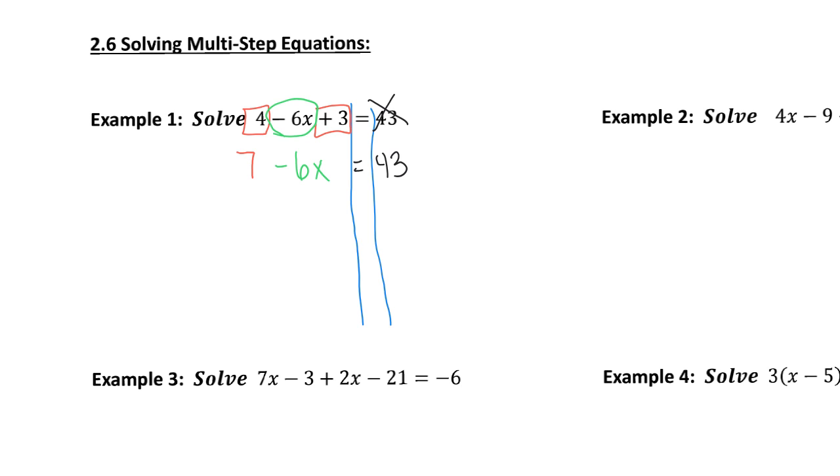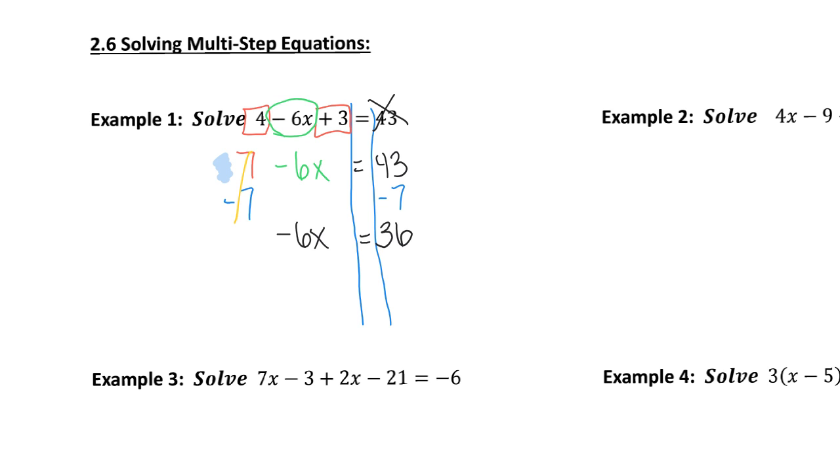All right, so now we do the opposite operations. Remember, this was a +7. So what's the opposite of a +7? A -7. So then these cancel. We bring my -6x down. And what's 43 minus 7? 43 minus 7 is 36, right?